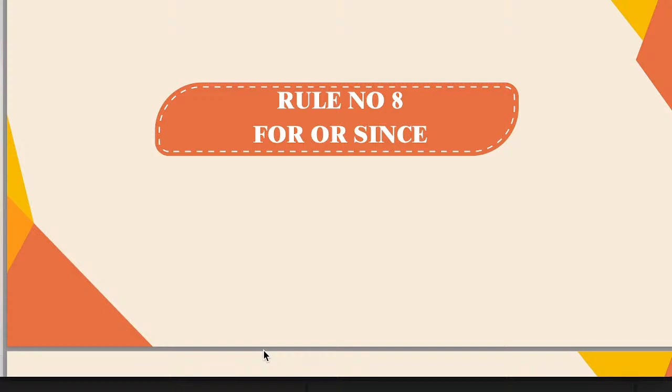Next, for and since. Very, very, very important. Where do you use for and where do you use since? Now I'm going to give you two sentences and you have to tell me which one is correct. I've known him for 5 years, or I've known him since 5 years. Which one do you think is correct? Just drop it down in the chat section.